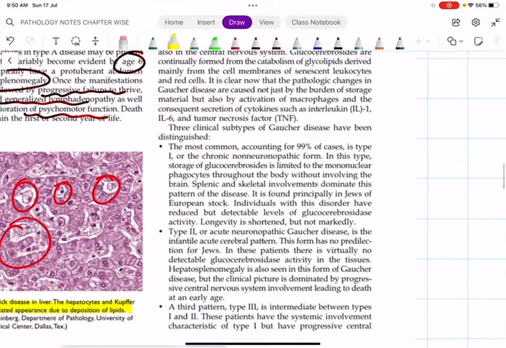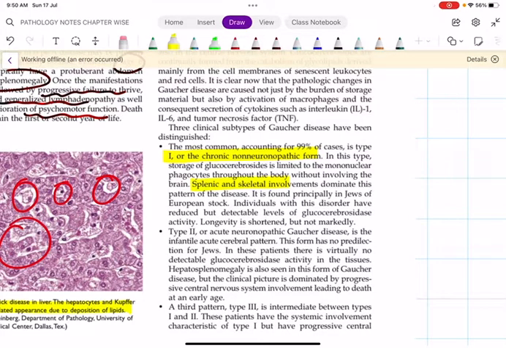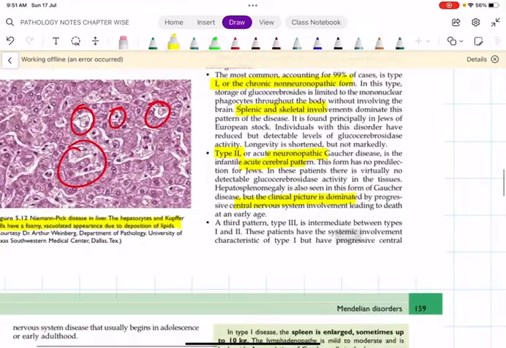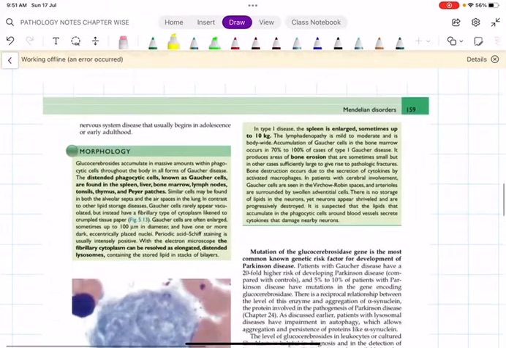Type 1 is called the non-neuronopathic form, that means there will be no CNS involvement, only splenic and skeletal involvement, and the patients will have a longer lifespan. Whereas type 2 is the infantile or neuronopathic form, because there will be predominantly central nervous system involvement. And the third type is intermediate between these two, with characteristics of both type 1 and type 2.